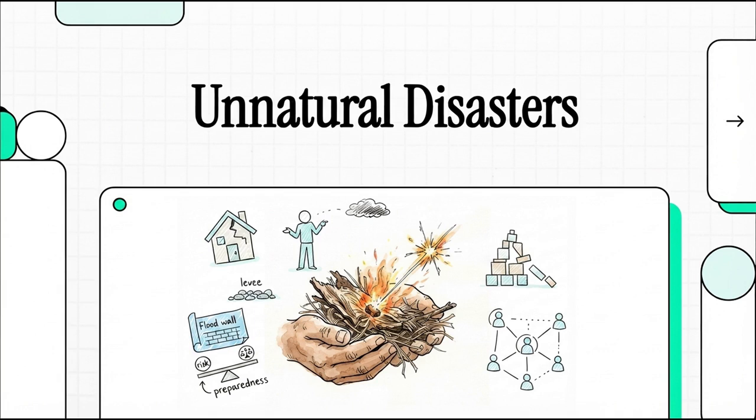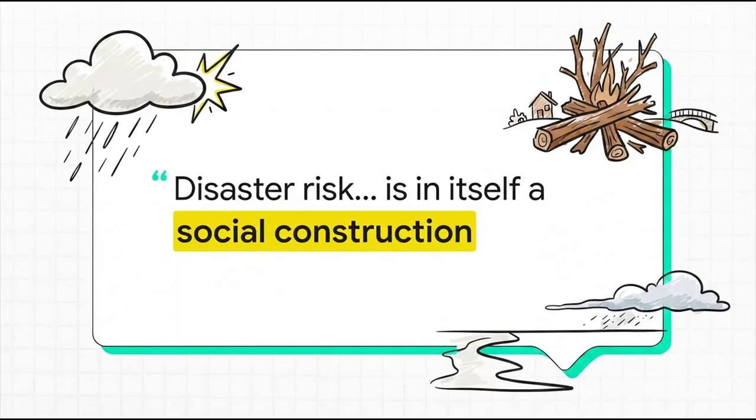Welcome to This Explainer. Today we're diving into the science of why disasters happen. And spoiler alert, it really isn't just about the weather. This text presents this incredibly fascinating idea. Disaster risk is a social construction. And honestly, this is the core thesis of our explainer today.